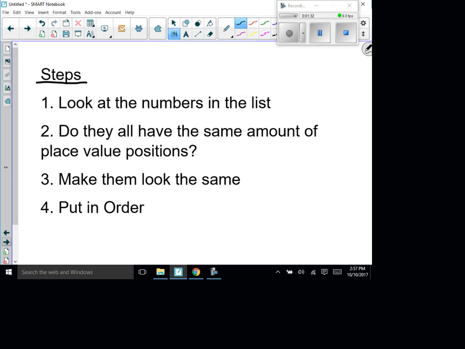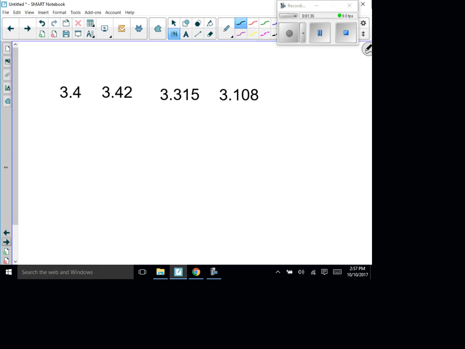Okay, so let's take a look at the first one. First one, we have 3.4, 3.42, 3.315, and 3.108. Now, I noticed that there's four numbers, so there you go. I just went over my first step. There's four, so I have to put four in order.